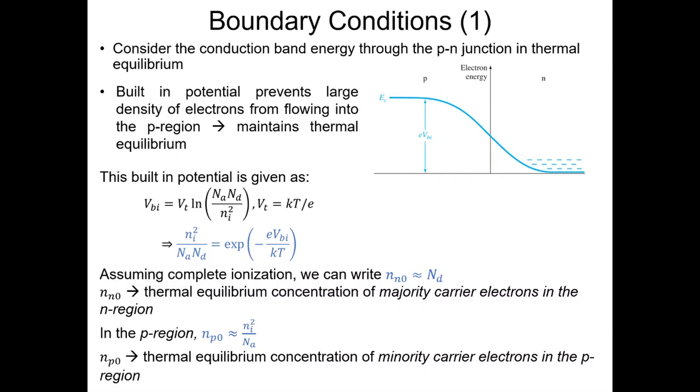The first thing is that we find the minority carrier concentration on the other side of the junction as a function of the applied forward bias, and the majority carrier concentration on the other side of the junction, right? So we can start with the built-in potential, the relation that we derived.